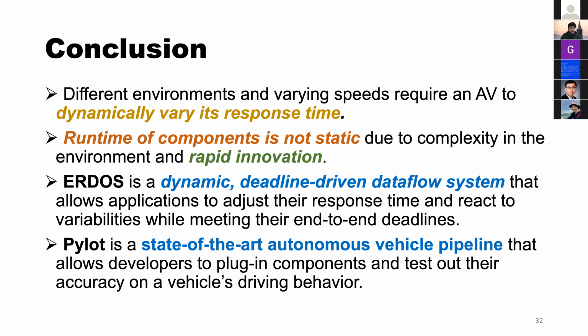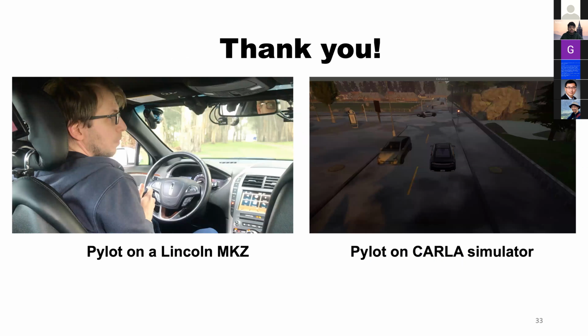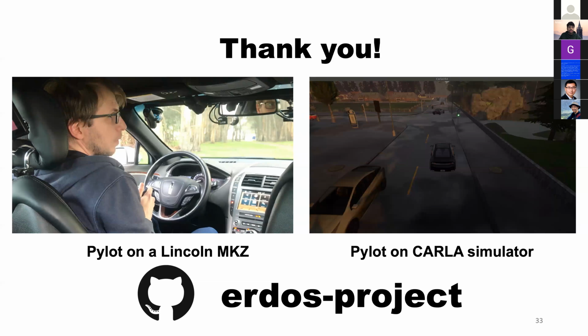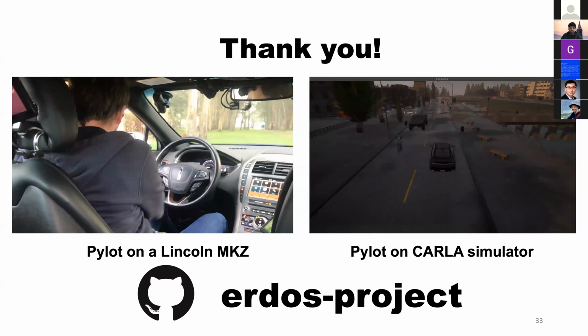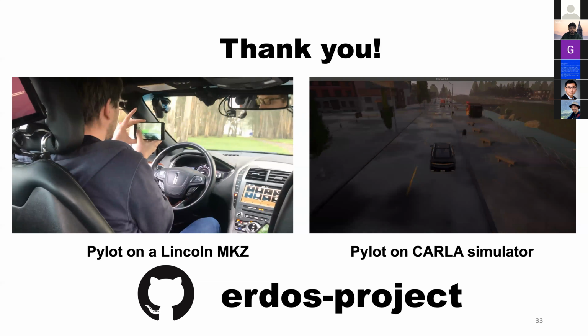We've also developed PYLOT, which is a state-of-the-art autonomous vehicle pipeline that allows developers to plug in components and test out their accuracy on a vehicle's driving behavior. And not just that, PYLOT is able to run on a real vehicle. The video on your screen shows PYLOT in action on both a real Lincoln MKZ vehicle and the CARLA simulator.